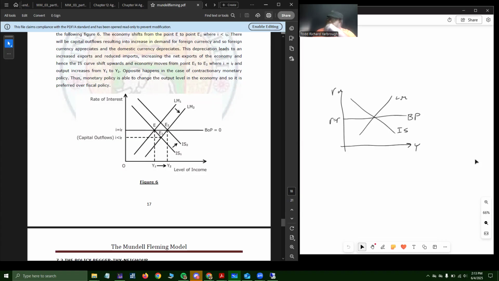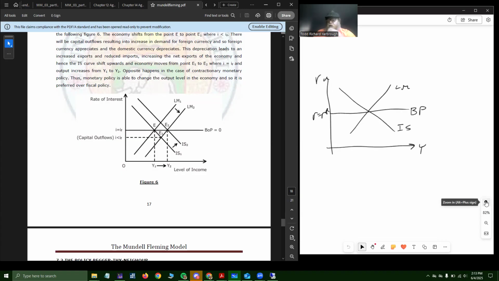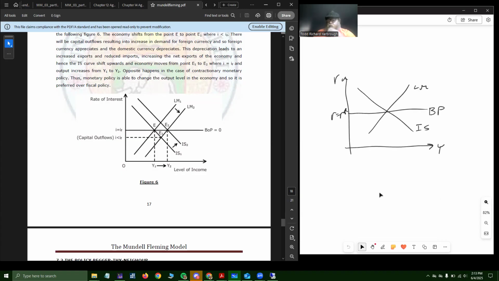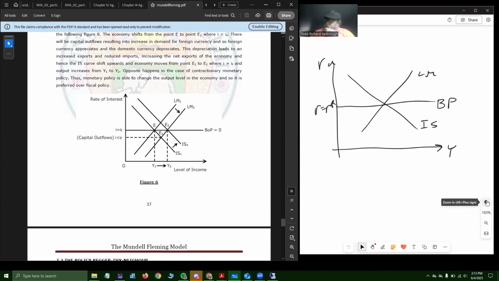R equals R star. Okay, so let's say the central bank decides they want to run expansionary monetary policy. We'll assume everything is at sort of potential levels. So the economy is currently at potential output. Again, the truth is that obviously, depending upon where the economy is, that's going to change a little bit about whether we do or do not want to run a particular policy.